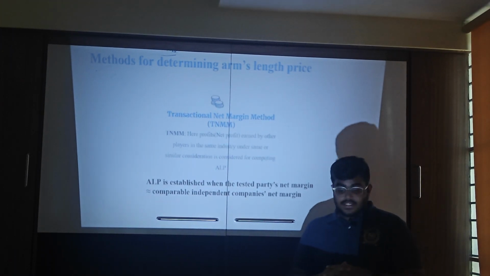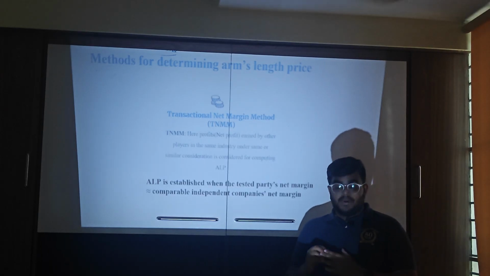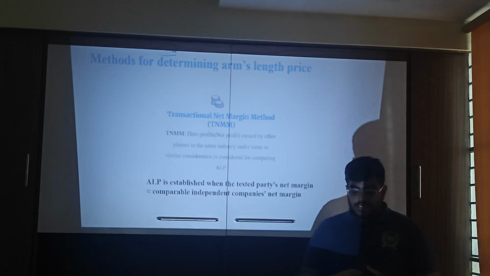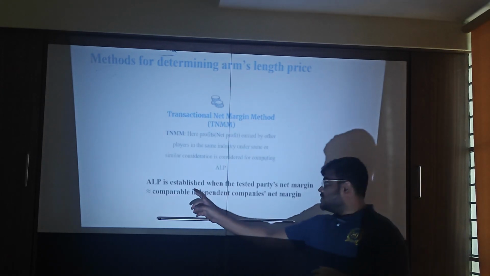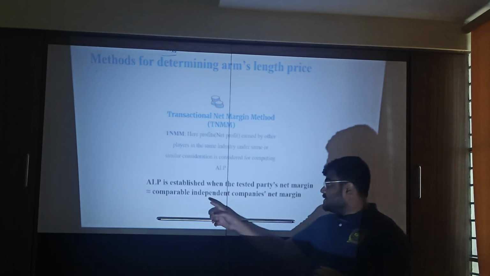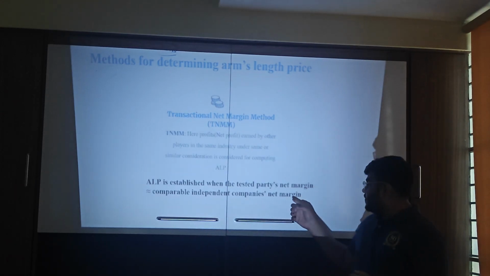Next, the transactional net margin method. Here the profits earned by other players in the same industry or under similar considerations are used for computing the arm's length principle. That is, the arm's length principle is established when the tested party's net margin is comparable with the independent net margin.